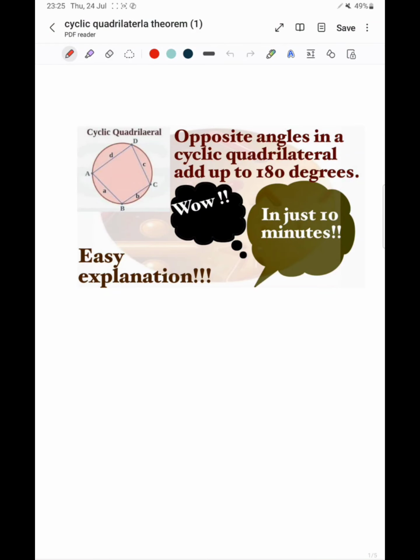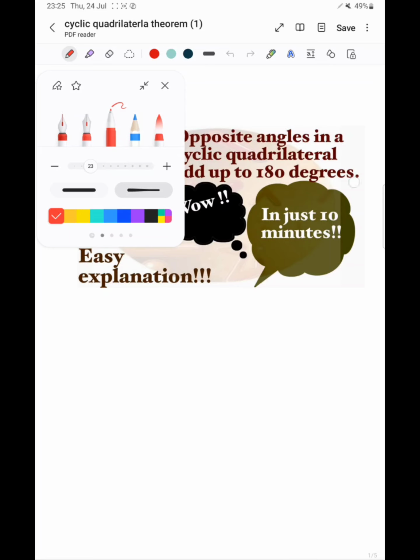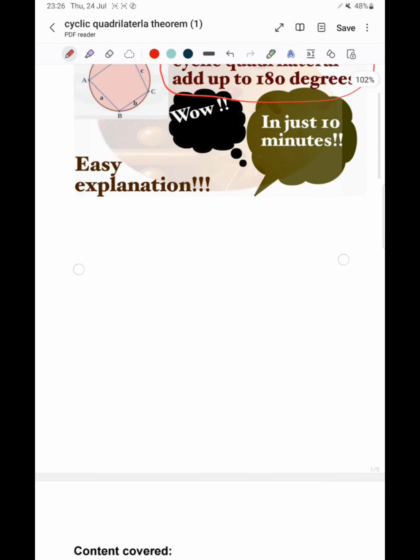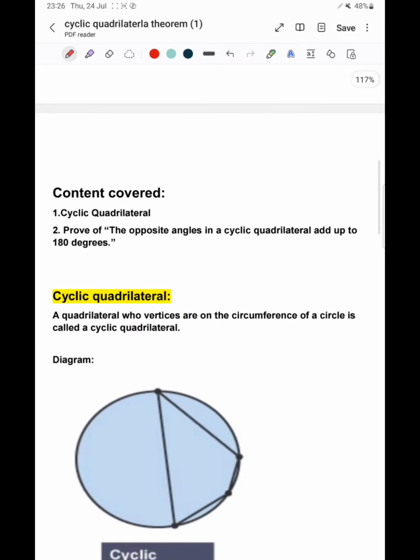So in this video we are going to discuss a very important circle theorem, which says that opposite angles in a cyclic quadrilateral add up to 180 degrees. The first thing we need to focus on here is what a cyclic quadrilateral is. A cyclic quadrilateral is a quadrilateral whose vertices are on the circumference of the circle.